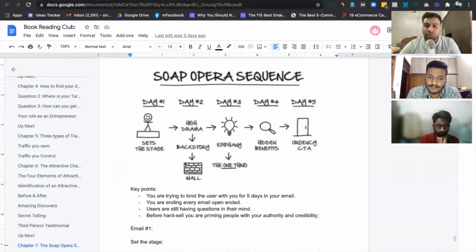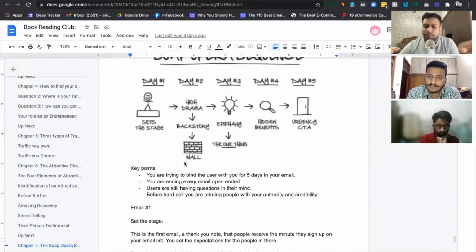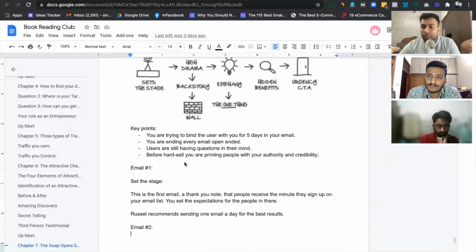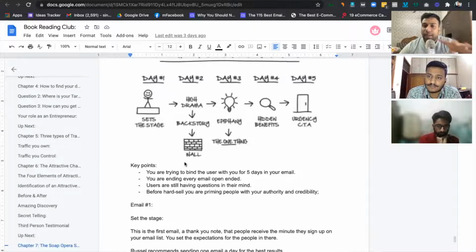And Russell Brunson has also mentioned someone, I'm not remembering the name, who uses a 50-day soap opera sequence. That's fine. For someone it can be 7 days, for someone 30 days, for someone 50 days. Russell Brunson mentions that he usually prefers a 5-day soap opera sequence, right? So let's just recap everything.